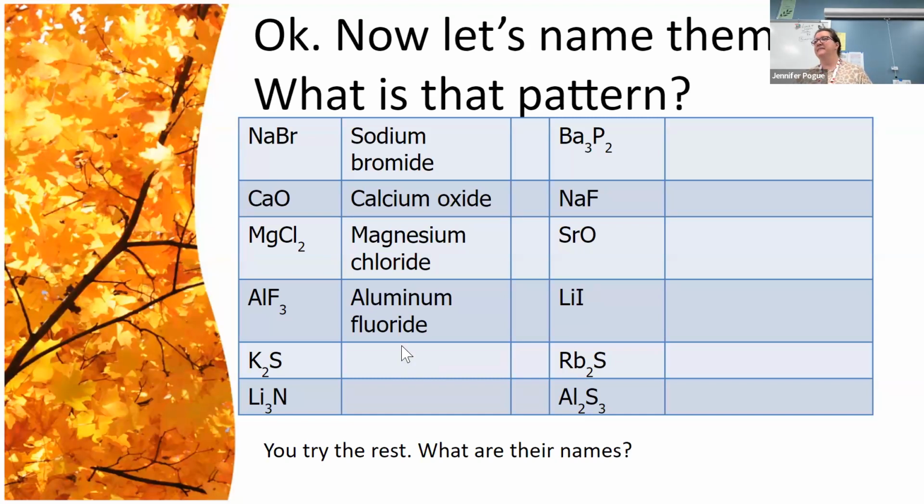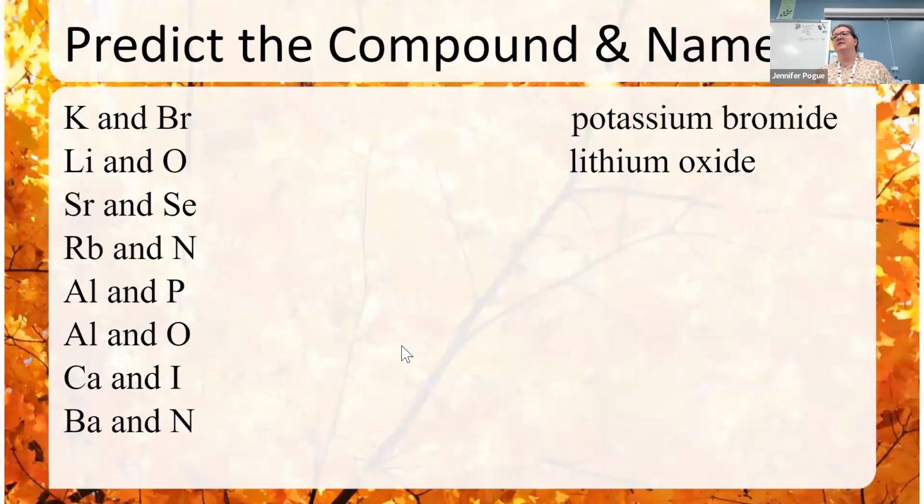Okay. You're going to get lots of practice, I promise. So the pattern, we're just going to do it. We have potassium bromide, lithium oxide. What would Sr and Se be? Let's go to north. What would I name that?